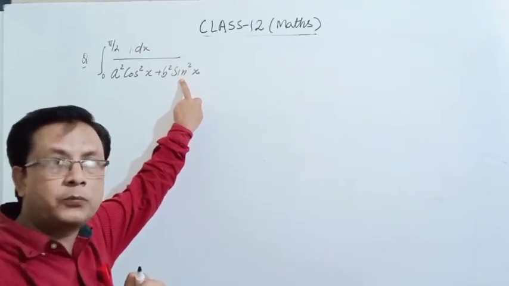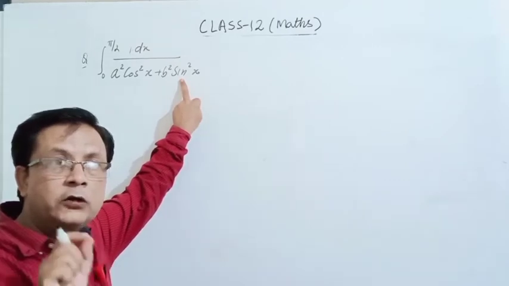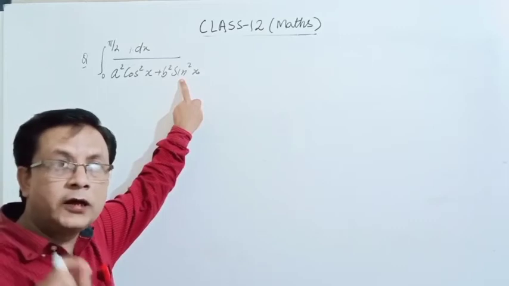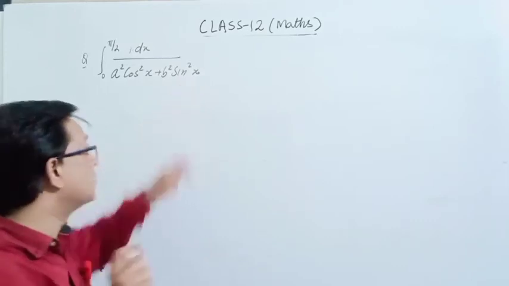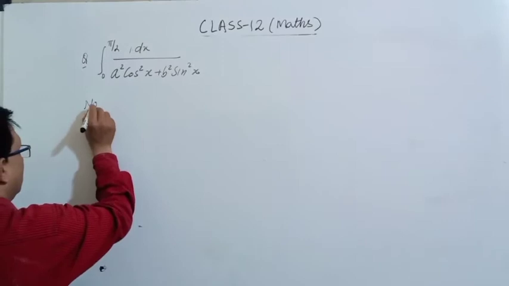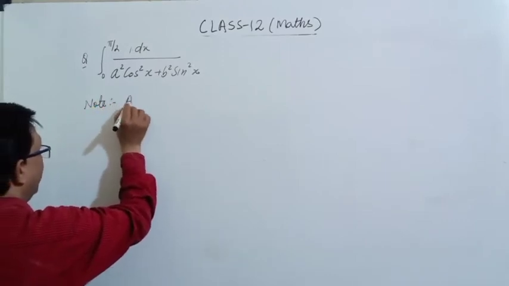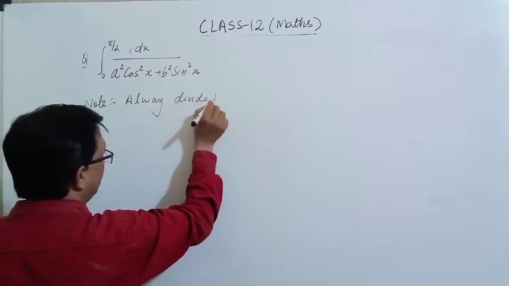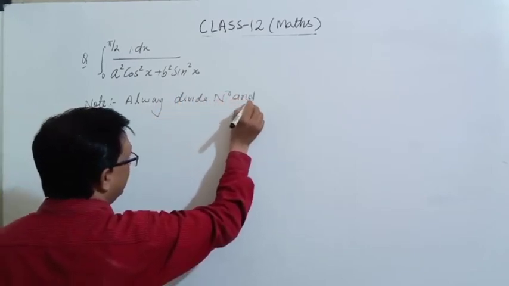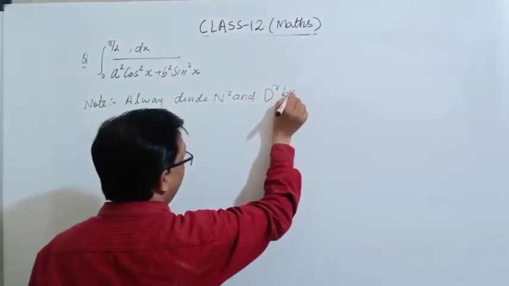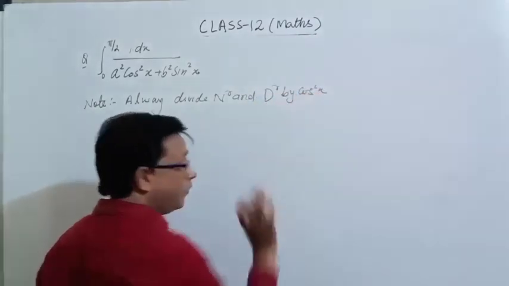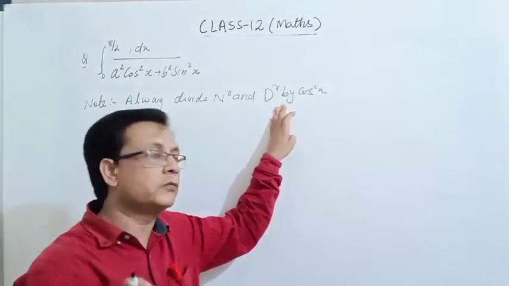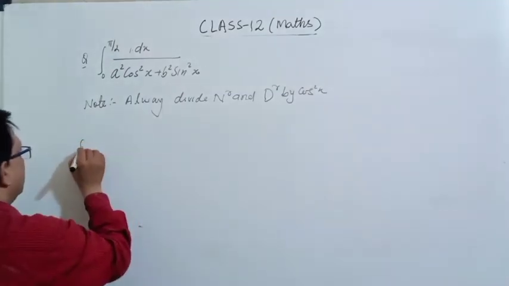In that type of question, always divide numerator and denominator by cos square x. Always note this step, note. Always divide numerator and denominator by cos square x. Okay, now let's solve this.